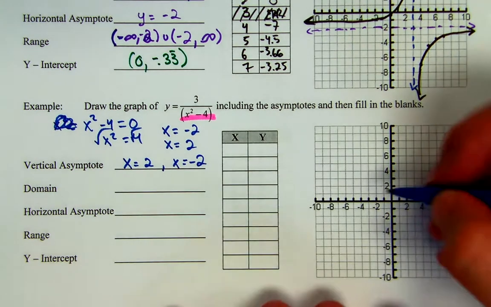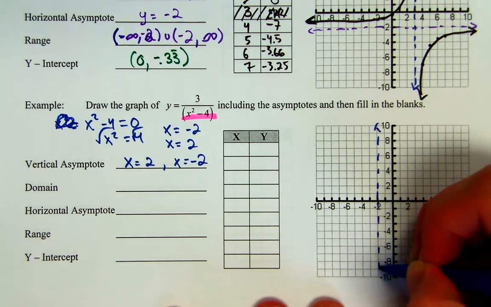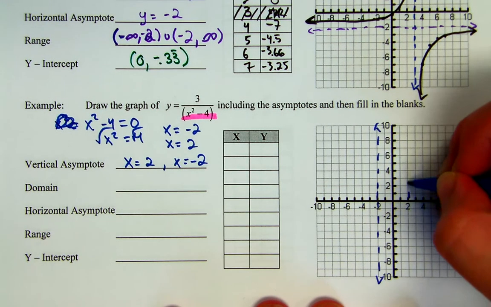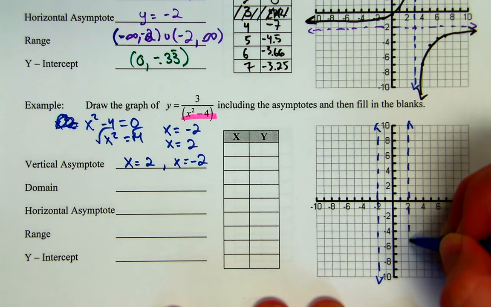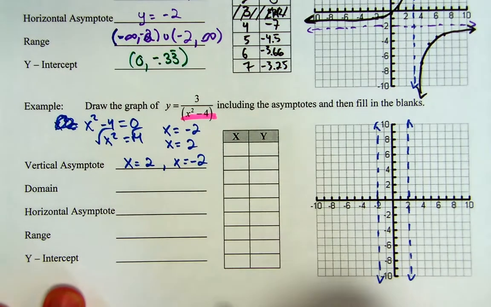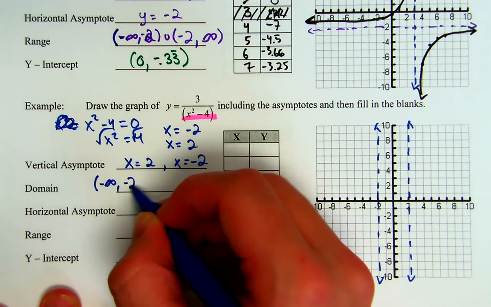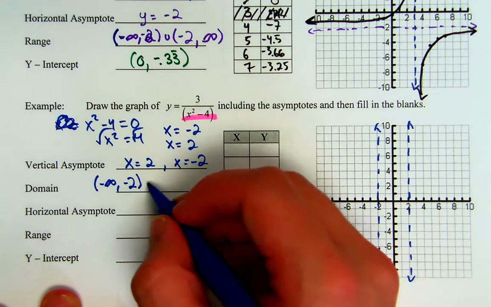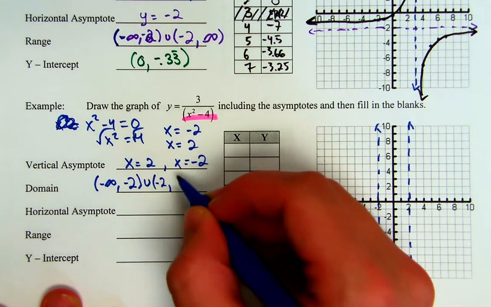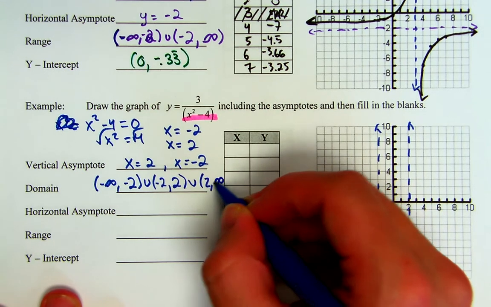So you got to graph both of them at negative 2 and at positive 2. Which means I have 2 values I can't have in the domain. So negative infinity, negative 2. Pick up again at negative 2, go to positive 2, and pick up again at 2, go to infinity.